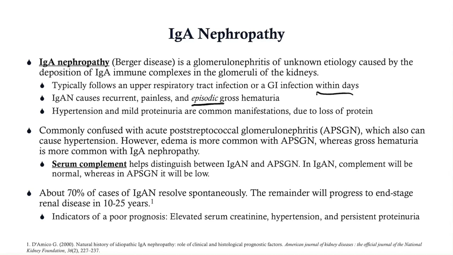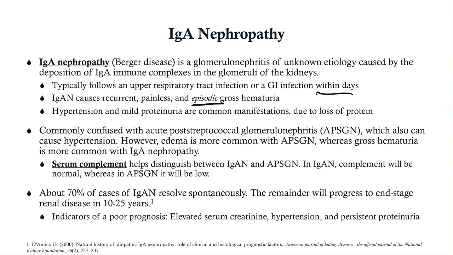Now, when it's gone, in the interim between the episodes, you have a microscopic hematuria. So it's just not as dramatic. It's not as visible, but you still have it. Now, the big way to distinguish these two is serum complement, particularly C3, but you can also get C4 if you want. This will really help you because in IgA nephropathy, the complement is normal, whereas in PSGN, it is low.